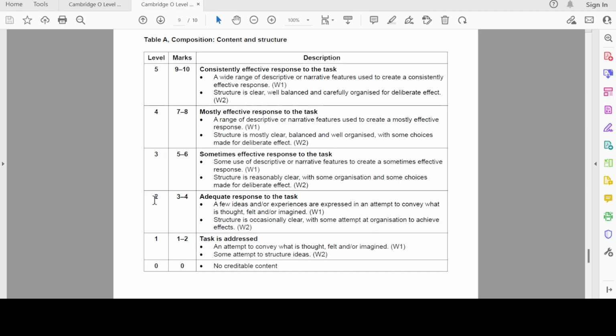Then you've got level 2, where you can get score 3 to 4 out of 10. It's adequate. A few ideas or experiences are expressed in an attempt to convey what is thought, felt, and or imagined. Structure is occasionally clear, sometimes, with some attempt at organization to achieve effects. So obviously better than the last, but not good.